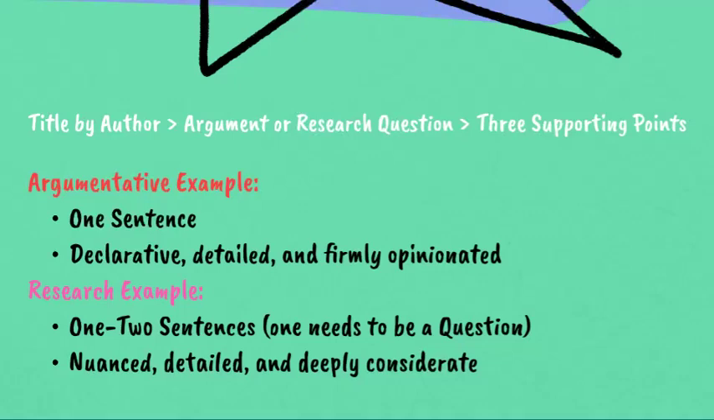This could be, again, argumentative or research-based. Everything in your essay should tie back to your thesis. Let me say that again. Everything in your essay should tie back to your thesis. So here we've got an argumentative example, which is usually 1 sentence, declarative, detailed, firmly opinionated. Research example might be 1 to 2 sentences if you're throwing in a question mark. Again, on the How to Write an Essay page on Canvas, I give more detailed examples there, so look to that. That is more nuanced. Again, still detailed, but deeply considerate.